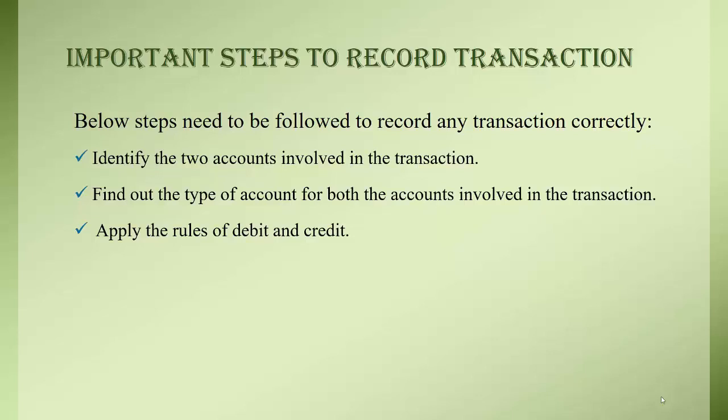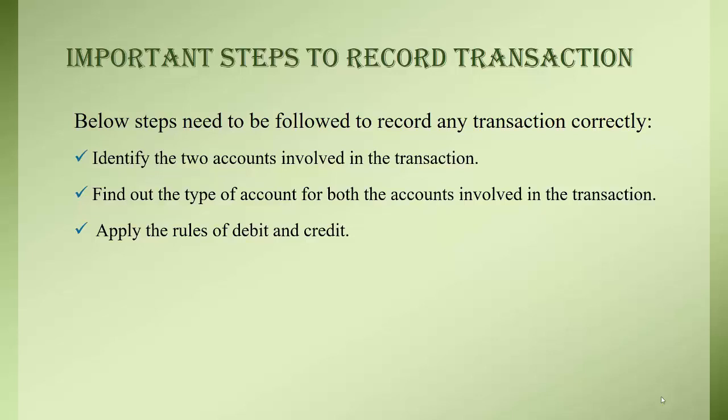So the entry will be purchase account debit to cash account. Let's take another example to understand these steps more clearly. Salary paid in cash. Salary is a nominal account and cash is a real account. So the rule for the nominal account will be applied on the salary account. The rule for the nominal account says debit all expenses and losses, credit all incomes and gains.